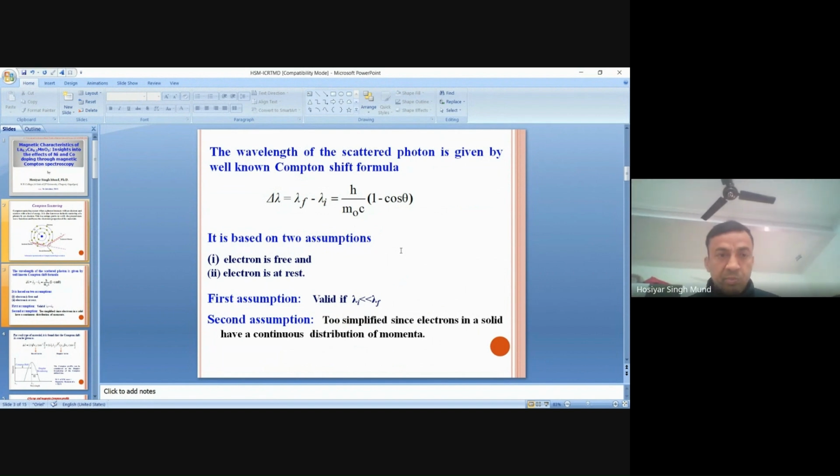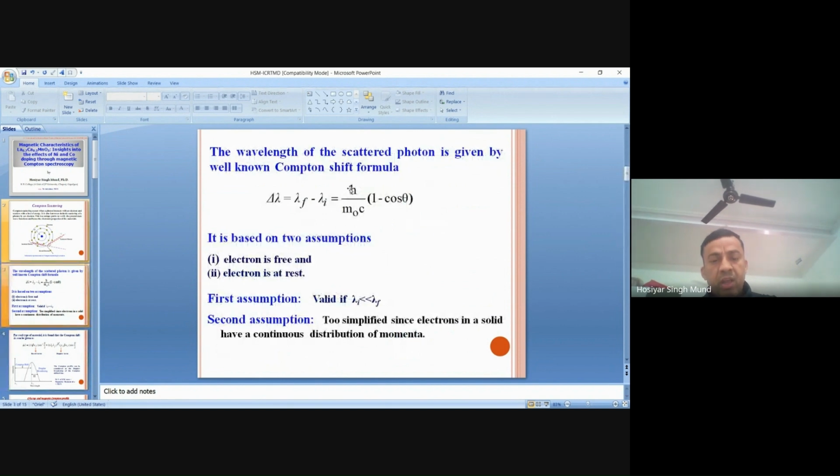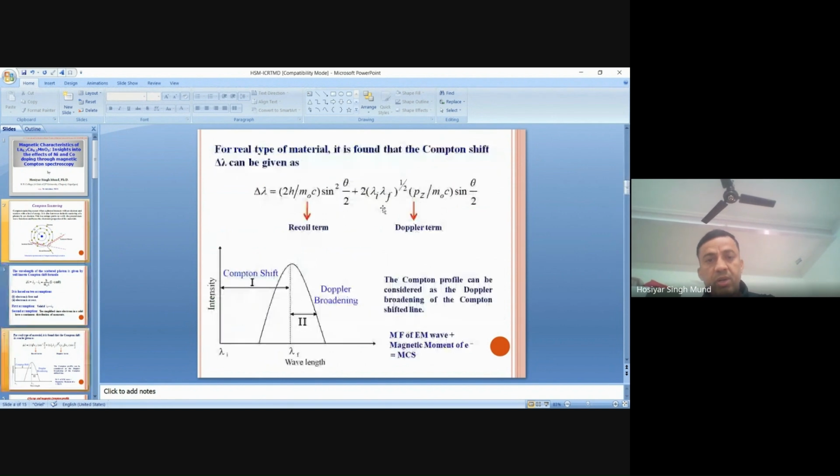Okay, thank you. So these two assumptions are in normal Compton scattering, but in real materials, what happens? The electron is neither free nor at rest. So there is some difference in the change in wavelength, given by this equation, which is slightly different from the first equation. The term h over m naught c times 1 minus cos theta is similar to the first term, the recoil term, but the second term occurs due to broadening, known as Doppler broadening, and this broadening gives the information about the Compton scattering.